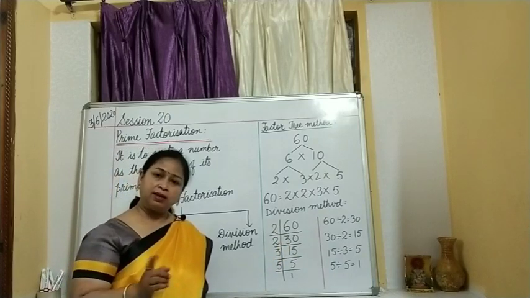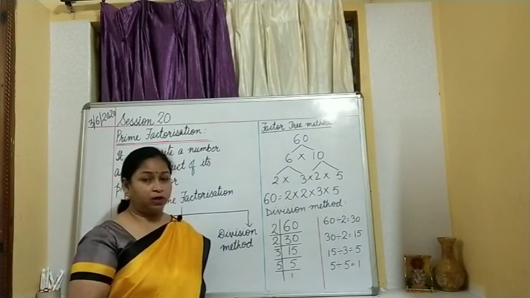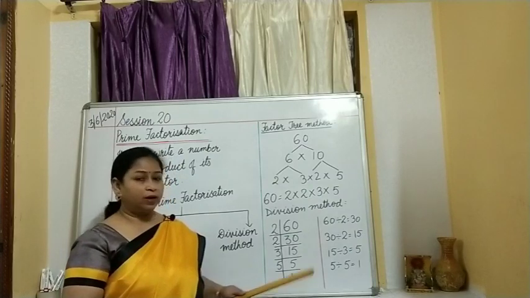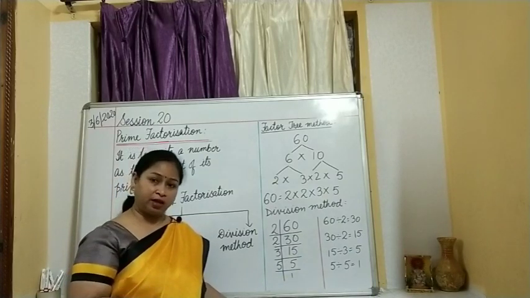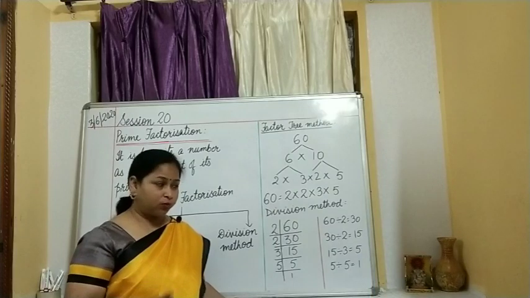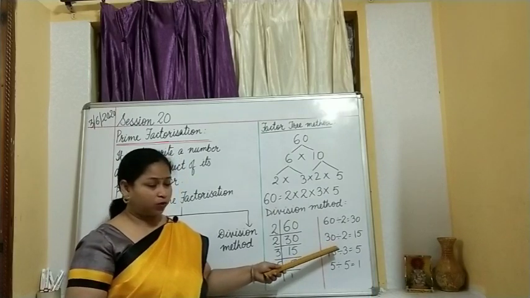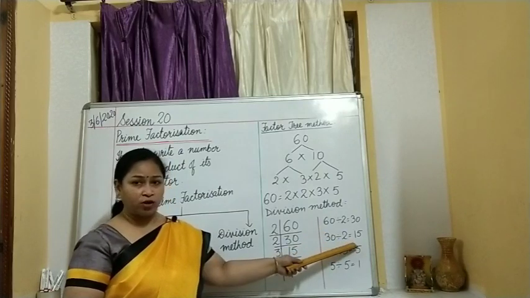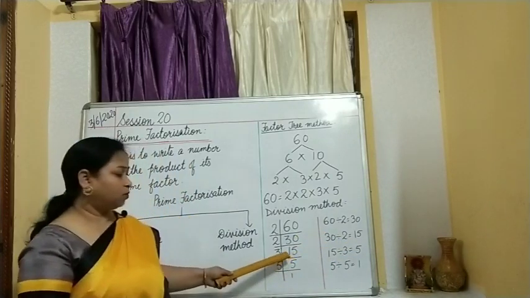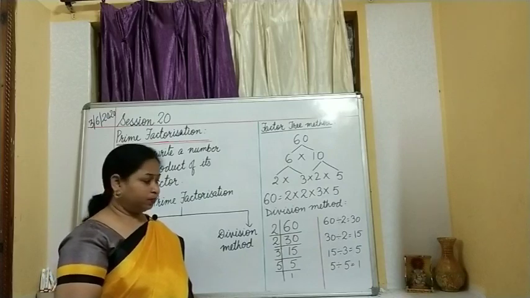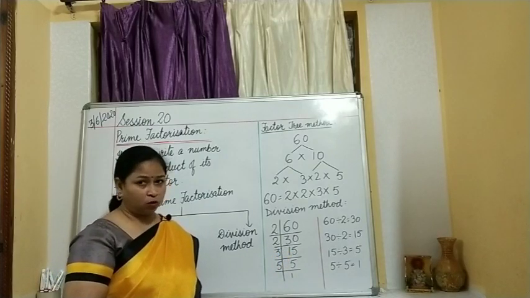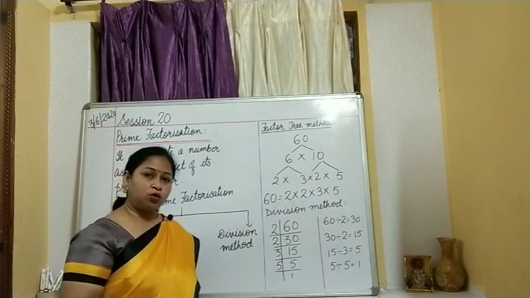Now 30, is it a prime number? No, it is a composite number because it is having more than 2 factors. So let us divide this 30 again by 2, and we know that it can be divided because 0 is present over here. 30 divided by 2, what you have got? 15. So you have written 15 over here. Now is 15 divisible by 2? No. Okay. So what you have to do?